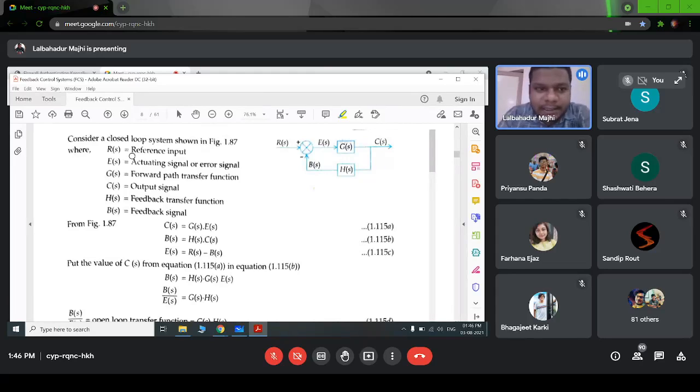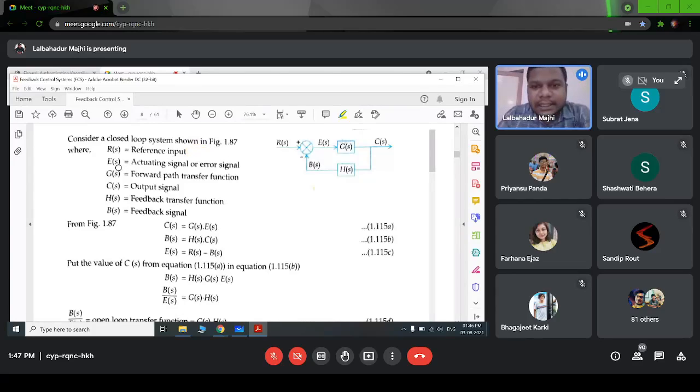So this R of S is known as the reference input. Remember these things, okay? R of S is the reference input. No, it is not your actual input. Suppose in the case of our electrical equipment, this R(S) will not be our supply. It may be the supply, but it is not necessarily the supply. So it is a reference input.